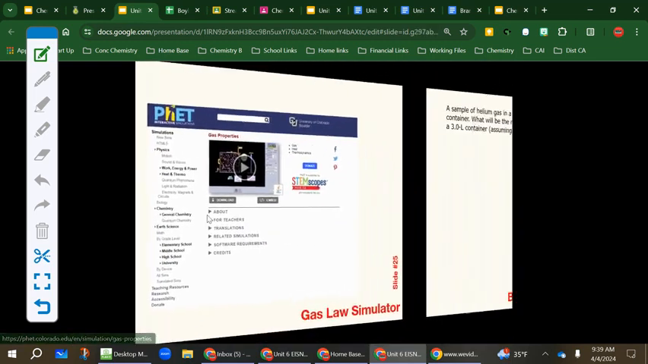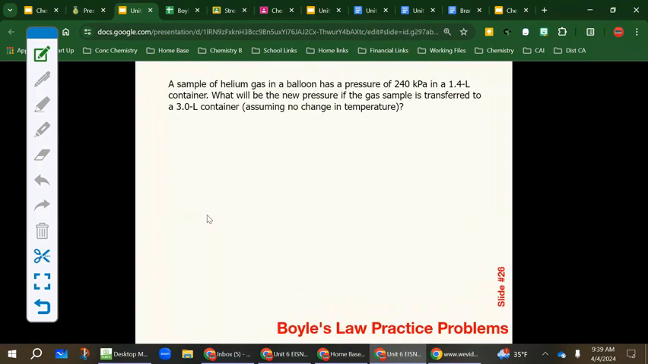Okay, skip that. A sample of helium gas in a balloon has a pressure of 240 kPa in a 1.4 liter container. What does 1.4 liter tell you? How do you know? Good. Units help you recognize what that number is. Now, I told you the pressure was 240 kPa. It didn't tell you what 1.4 liter meant. That is where you need to understand what the units represent.